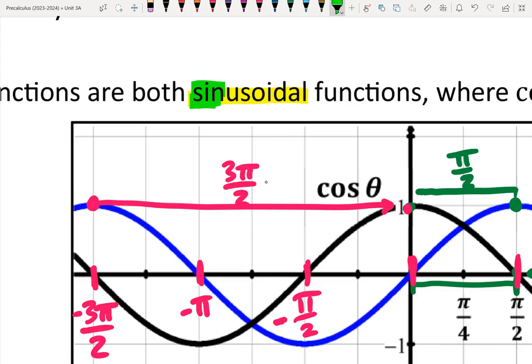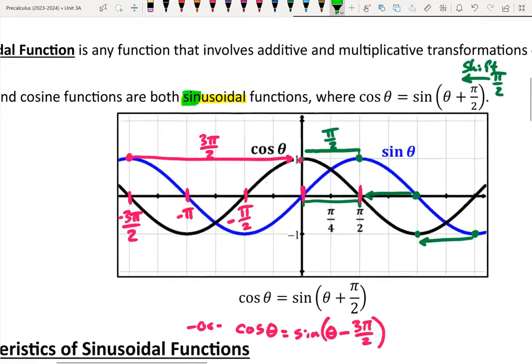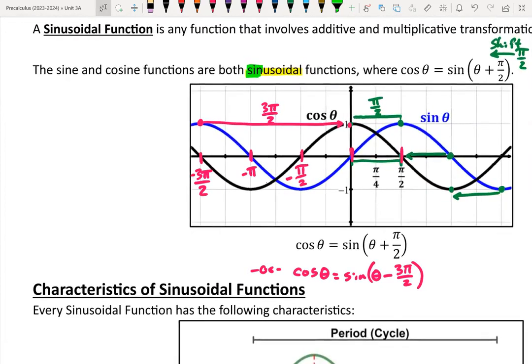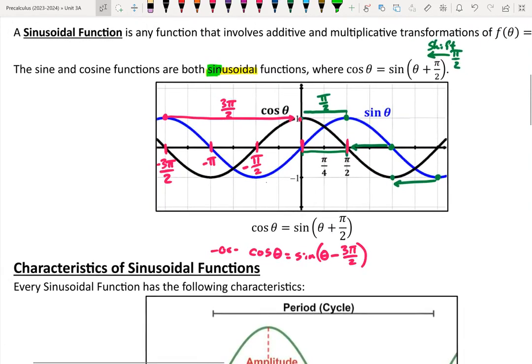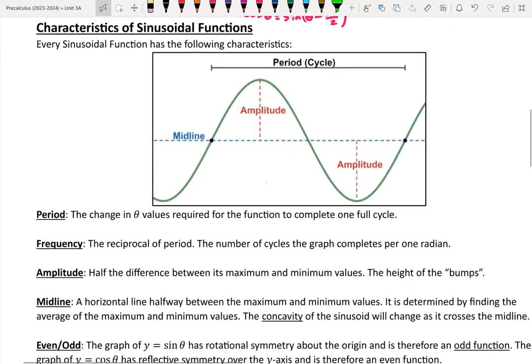So whenever you see a sine or cosine function, and it could have reflections and shifts and dilations and all that stuff applied, but if it is a sine or cosine function, shifted and dilated around, it is a sinusoidal function. And that's important to know because all sinusoidal functions have the same characteristics. And that's what we're going to be looking at now, the characteristics of sinusoidal functions.